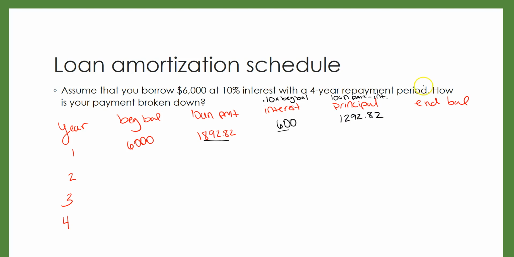Our ending balance is our beginning balance minus principal. So our 6,000 minus 1,292.82, and that gives us $4,707.18.